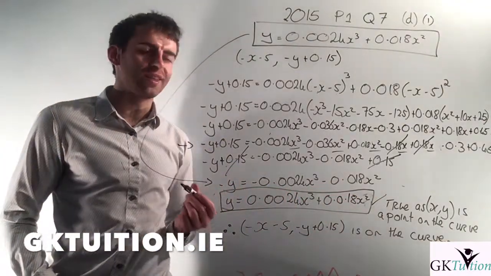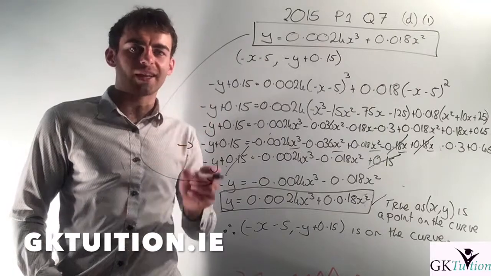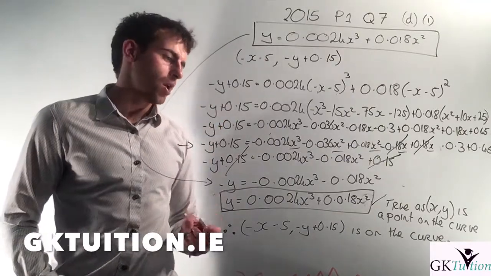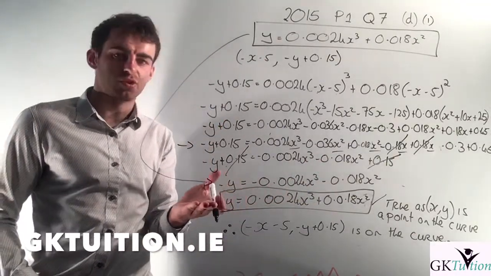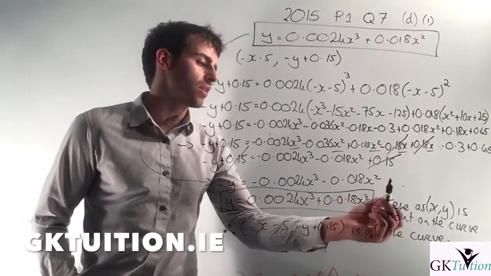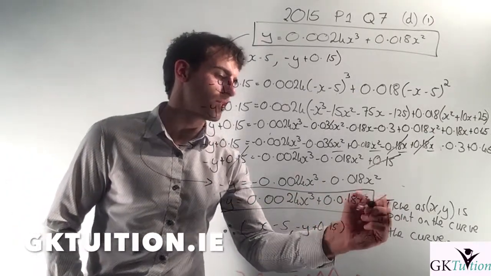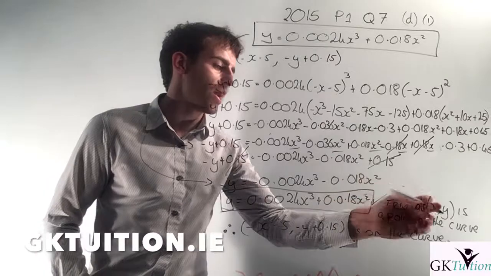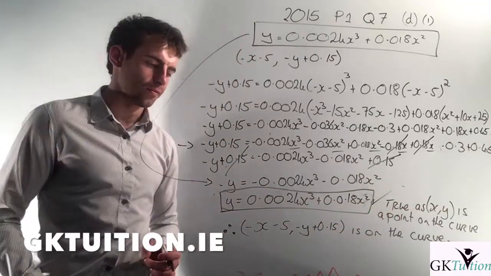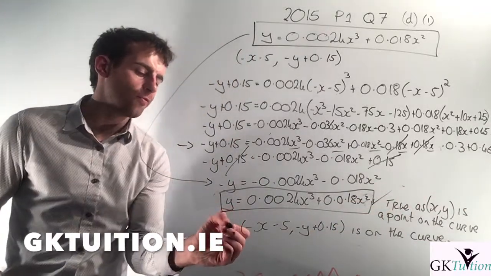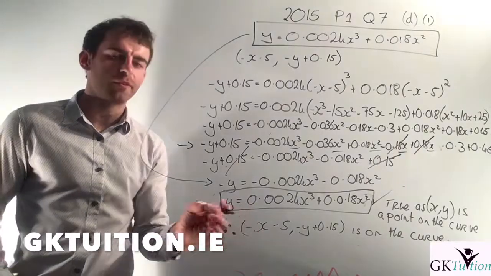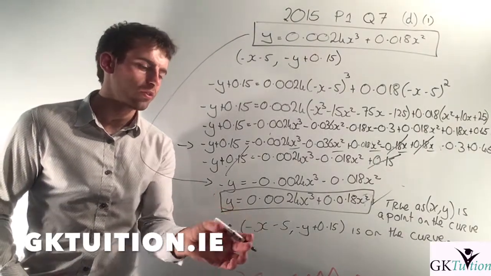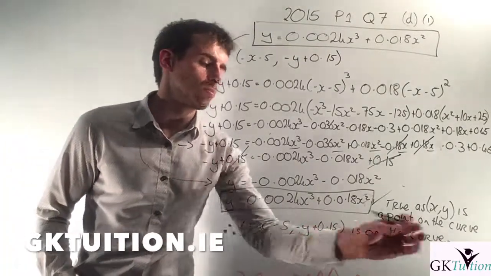Because the question said at the start that the coordinate x, y is on the curve. So that means I know that this is true. So I've said here that it's true. Put a tick beside it and say this is true as x, y is a point on the curve. And my final conclusion then, I have 3 dots in the shape of a triangle, which means therefore, this coordinate is a point on the curve.